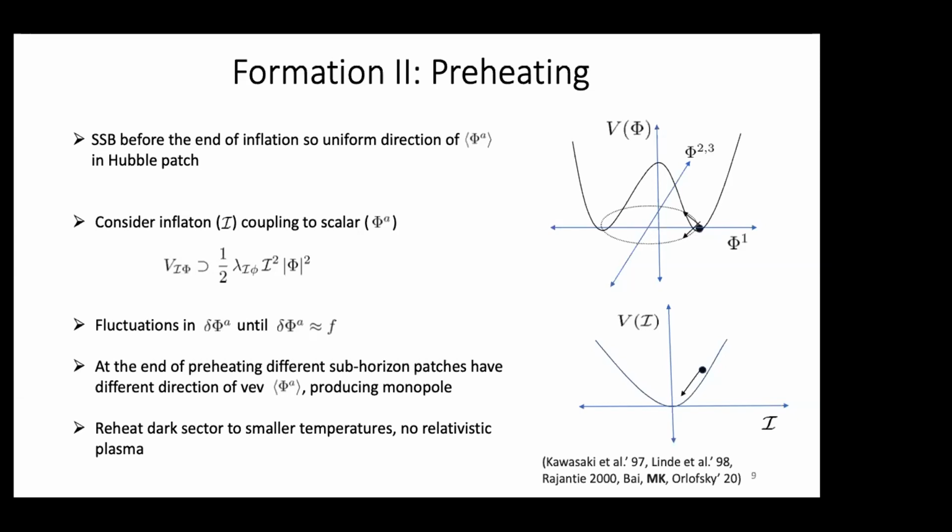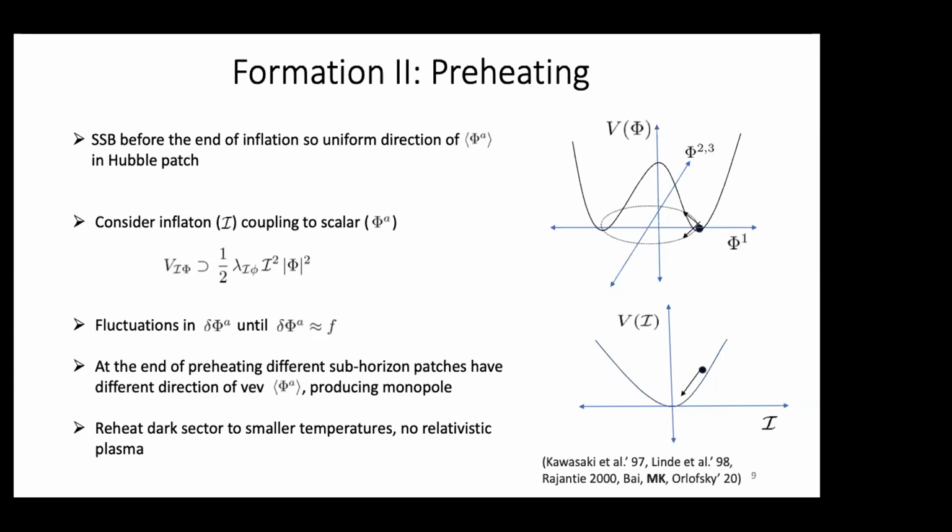When the inflation ends, the inflaton starts oscillating about its minimum, and this leads to a parametric resonance of the phi field. This just means that there will be a fluctuation not just in the radial direction, but also in the angular direction, that means in the phi1, phi2, and phi3 directions. And if the fluctuations in all of the directions are of the order of the symmetry breaking scale, then when the preheating ends, you have small patches with random directions of the symmetry breaking phi. And this leads to the monopole formation.